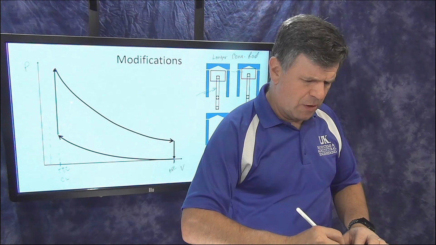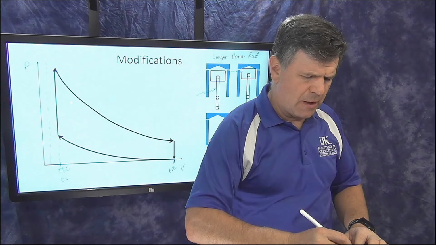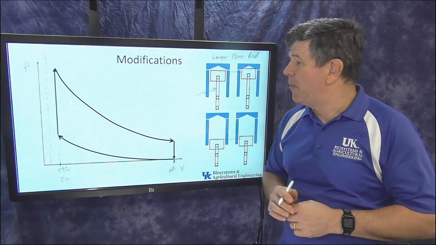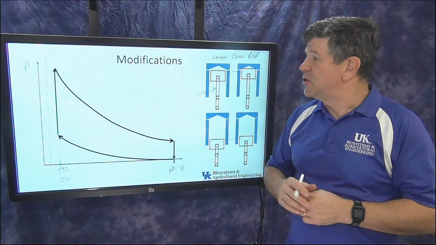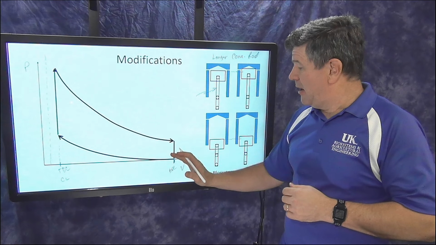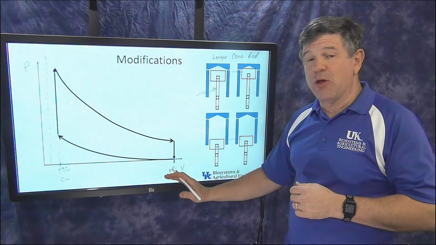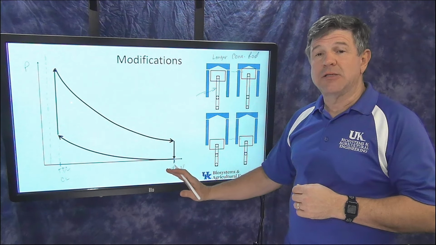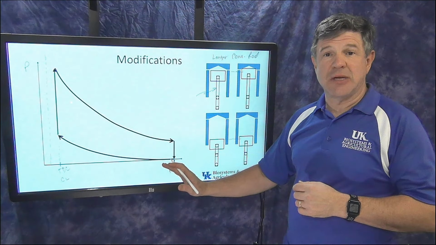I don't know how far it'll move. We could calculate that and figure it out, but let's assume that it moves about that far. So that volume is going to decrease by that much. Now, here's the interesting thing. The volume at bottom dead center is also going to decrease by that same amount.